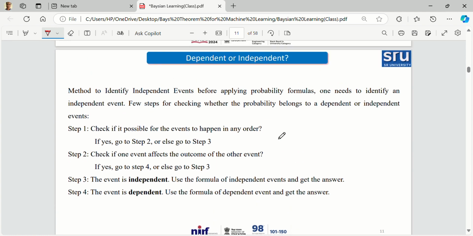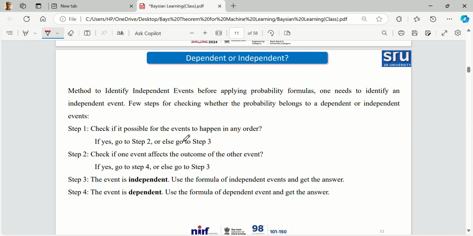Dependent and independent. How to find dependent and independent events? Method to identify independent events. Before applying the probability formula, one needs to identify whether the events are independent. There are a few steps for checking whether the probability belongs to dependent or independent events.